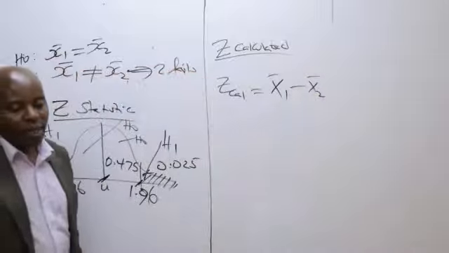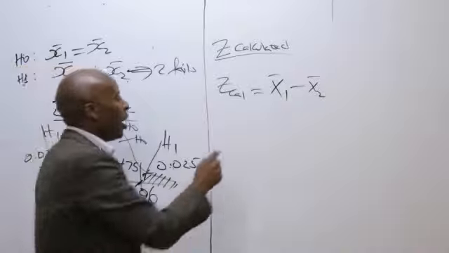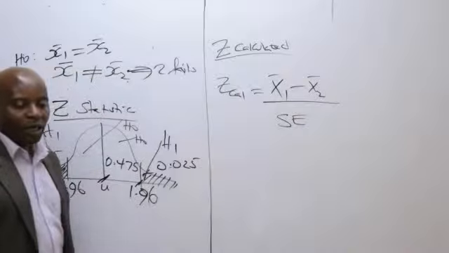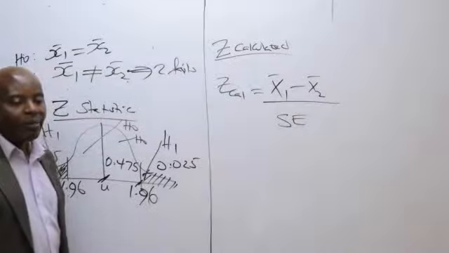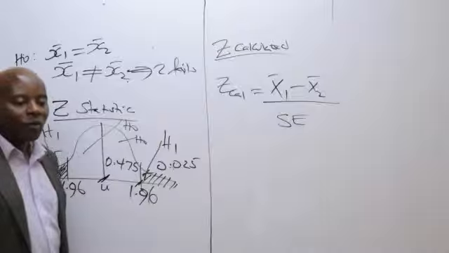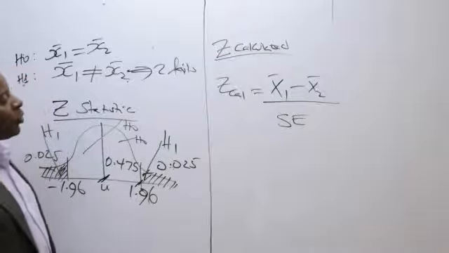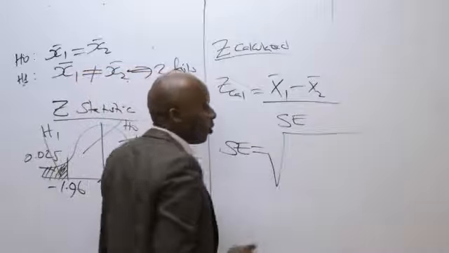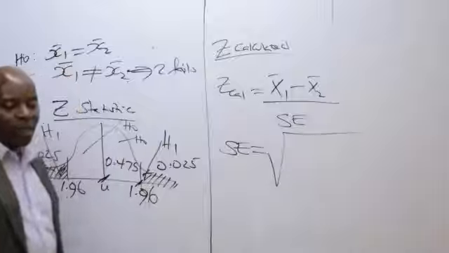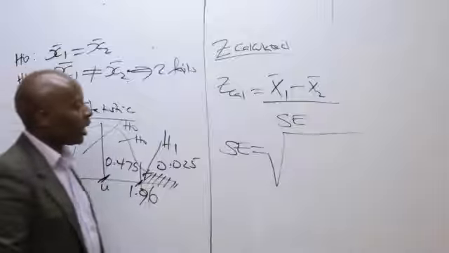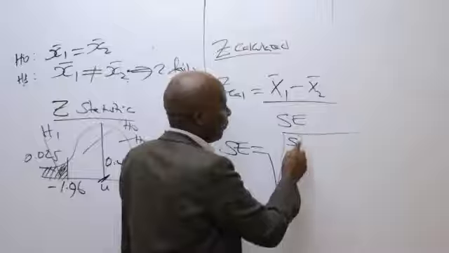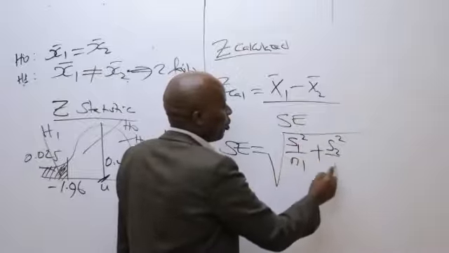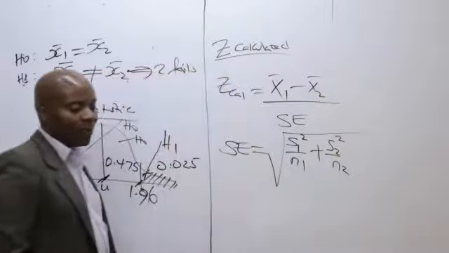X bar 1 minus X bar 2, all over the standard error. Remember, whenever you've got two samples, the standard error will look like this: square root of the standard deviation of 1 squared all over n1 plus standard deviation of 2 squared all over n2. So could you kindly help us here?